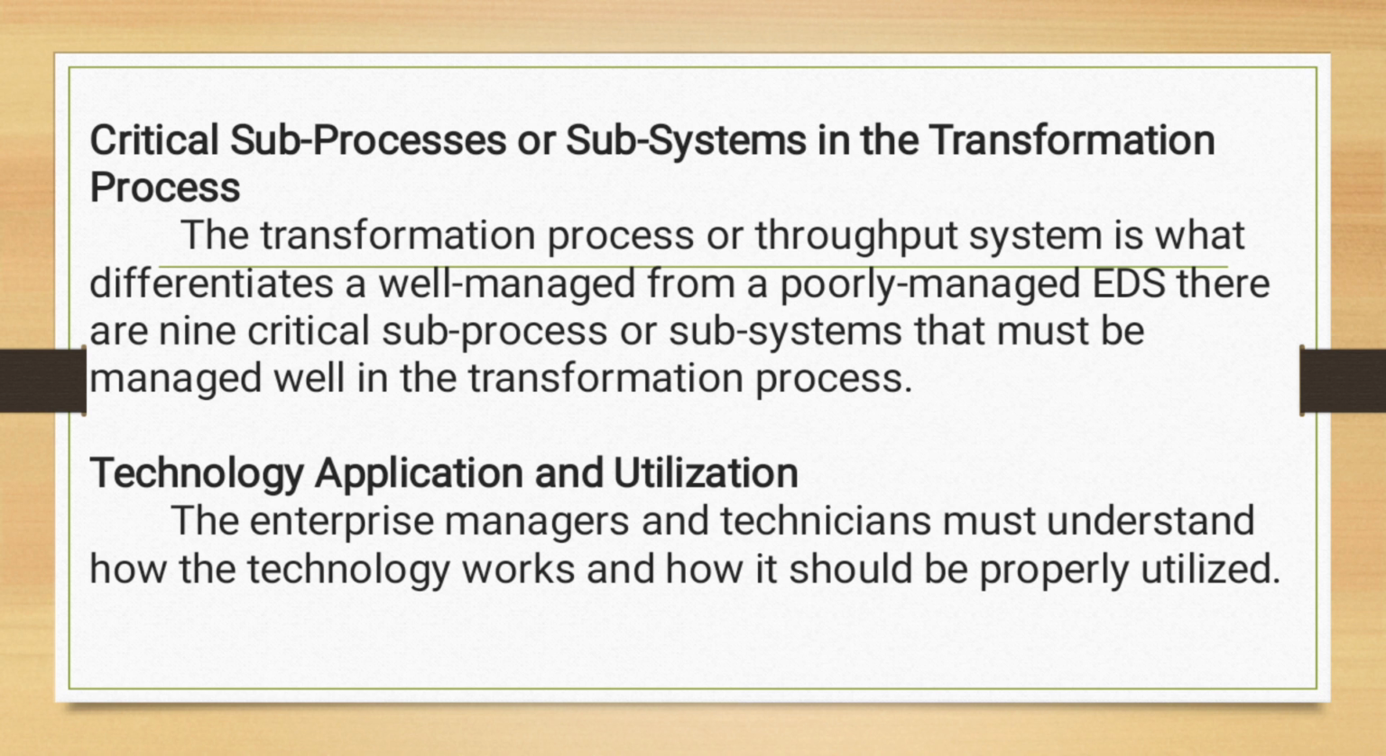So, the critical sub-processes or subsystems in the transformation process. The transformation process, or the throughput system, is what differentiates a well-managed from a poorly managed EDS. And there are 9 critical sub-processes or subsystems that must be managed well in the transformation process. First, we have the technology application and utilization. The enterprise managers and technicians must understand how the technology works and how it should be properly utilized.